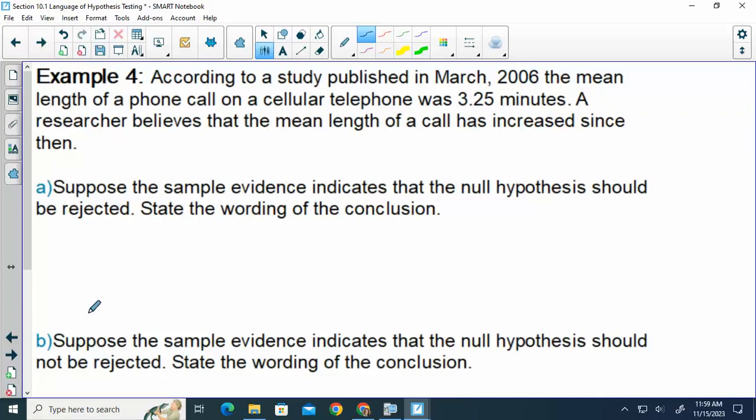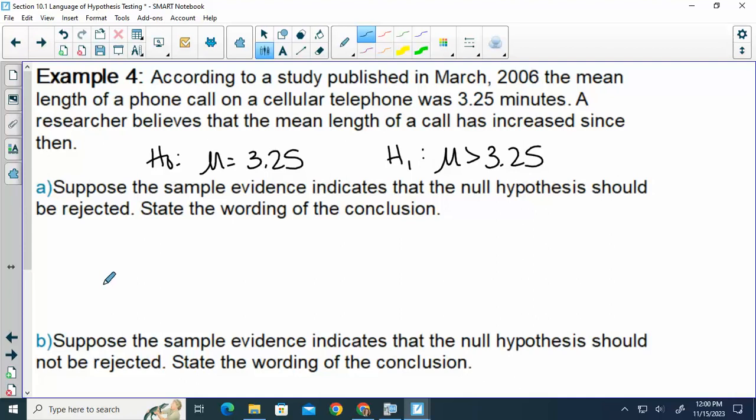So if I look at this one. According to the study, the mean length of a phone call was 3.25 minutes. A researcher believes that the mean has increased since then. So that's the example we've looked at a couple times. Remember, we wrote down that the null, the mean was equal to 3.25. The alternative on this one was the mean is greater than 3.25. So part A. Suppose the evidence indicates that the null hypothesis should be rejected. State the wording of the conclusion. So when we do hypothesis testing, you will have to write a sentence at the end telling me what we are concluding.